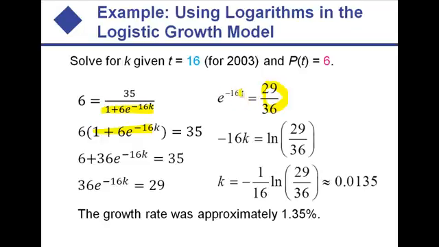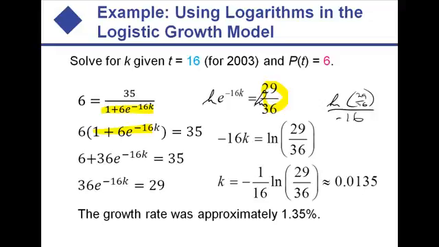Now the last step is take the natural log of both sides, and when you take the natural log of this and natural log of this, natural log of e to the stuff just gives you the stuff. Natural log of this is just a number, which we can now divide both sides by 16, which is the same thing as multiplying by 1 over 16, but you could have just had natural log of all this stuff, 29 over 36 divided by negative 16. Same thing. That's your k. Plug it all in. That's what you get.